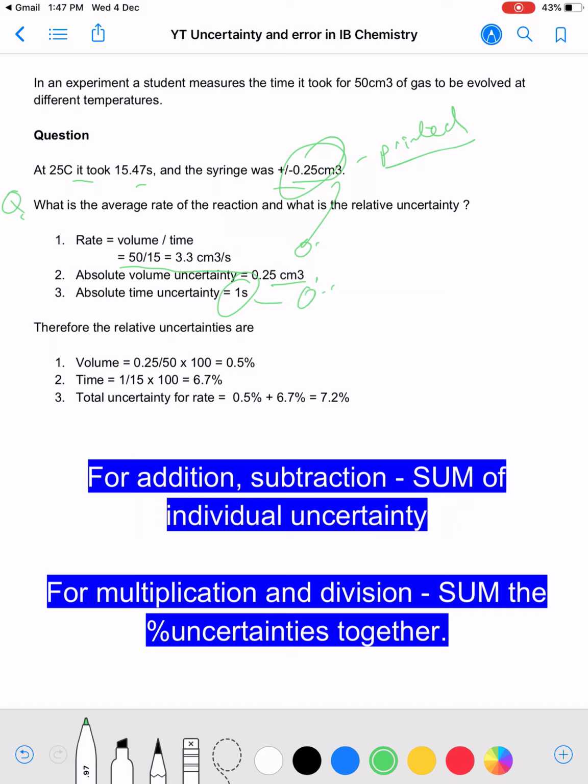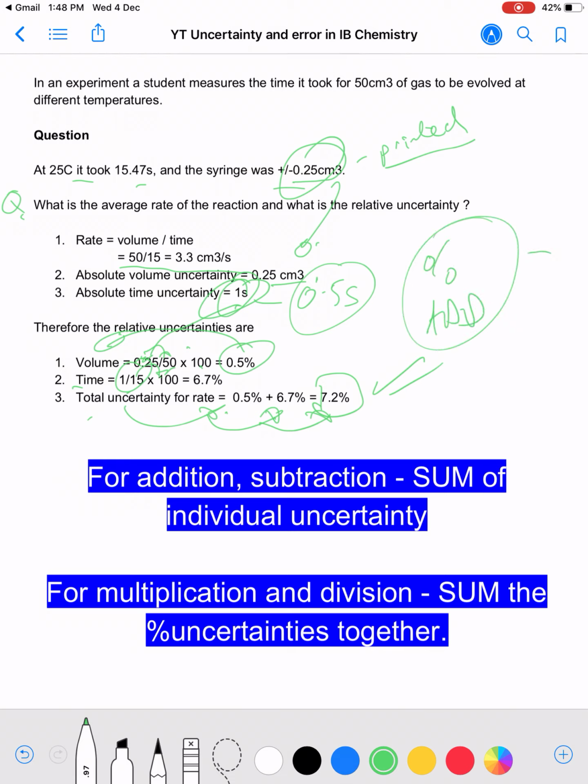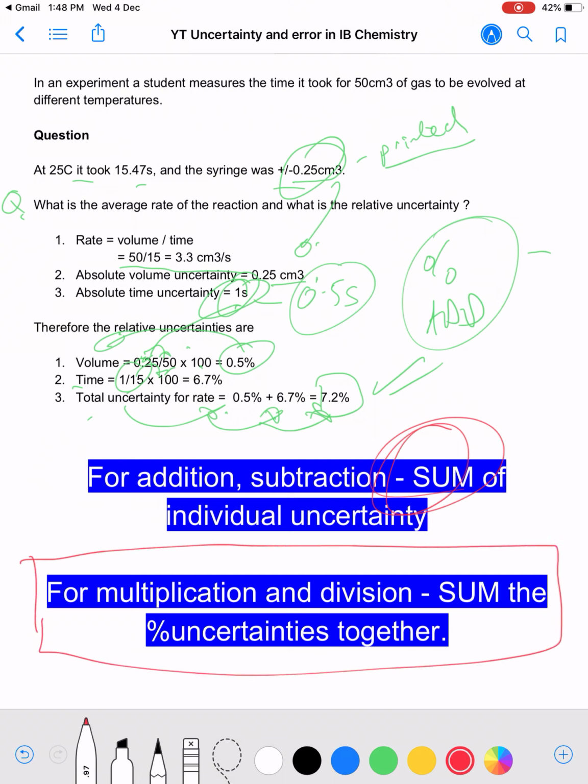If teachers are watching this, 0.5 I would accept as well if you're young, okay? Therefore, the relative uncertainties are absolute over the number times 100, so it's 0.5% of the volume. Time is 1 over 15 times 100, which is 6.7. And the total uncertainty is then 0.5 plus 6.7, which is 7.2. So just add them together, get the percent and add. For addition and subtraction, it's always the sum of the individual uncertainties. If you're just adding or taking away something, the only time you do that is when you're generating numbers for use later in a multiplication or division. This is the one that we're going to be using. For multiplication and division, you sum the percent uncertainty together, which I just did here.